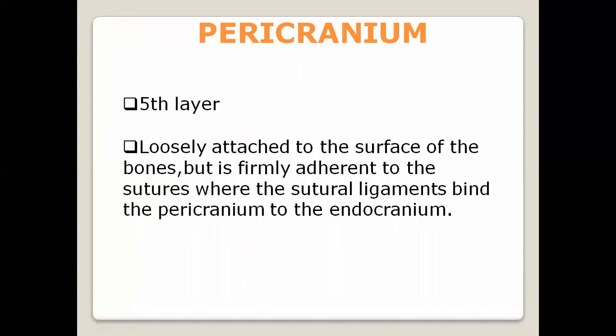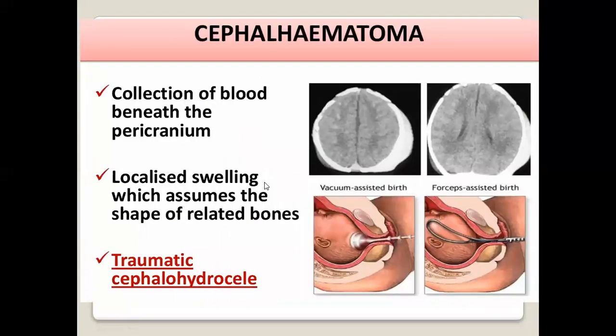Next we'll go on to the fifth layer, that is the pericranium. The pericranium is loosely attached to the surface of the bone, but it is firmly attached to the sutures, where the sutural ligament connects the pericranium to the endocranium. Cephalhematoma is nothing but a collection of blood beneath the pericranium. It is a localized swelling due to vacuum delivery during childbirth. Sometimes a traumatic cephalohydrocele also accumulates beneath the pericranium during fracture of the skull. CSF will leak and accumulate under the pericranium.